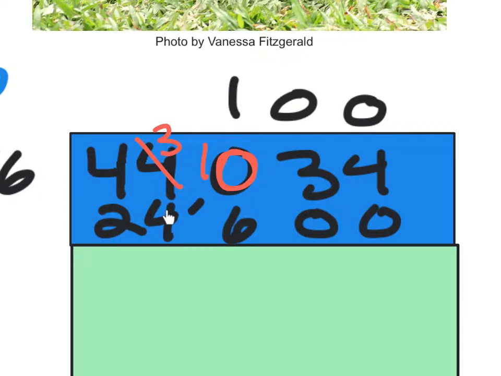But now I got trouble coming here, so I'm going to borrow from this 4 and turn that 4 into a 3 and turn this 3 into 13. So now I've got no more trouble coming here and none here as well.